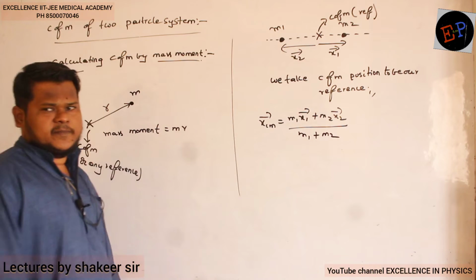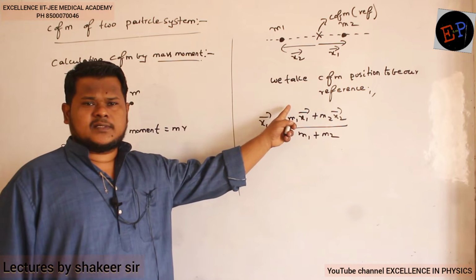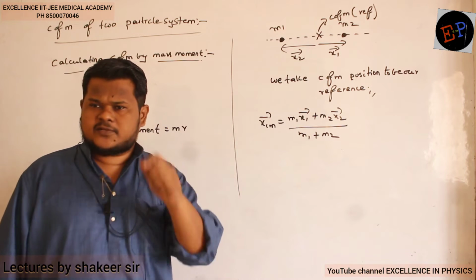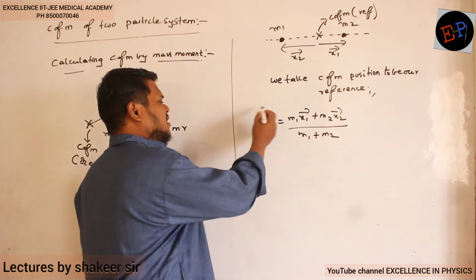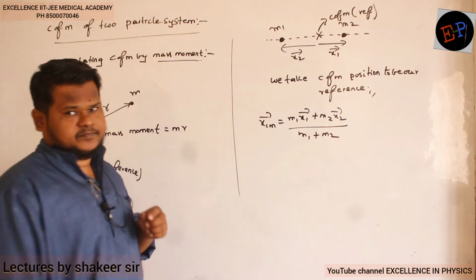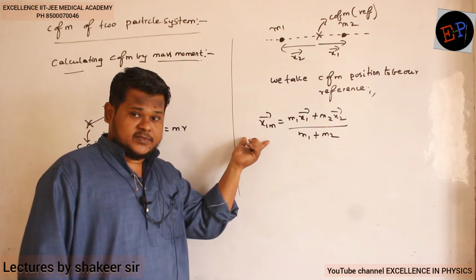Are you able to understand now? What is the difference between the previous conditions and these conditions? Center of mass position itself I am taking to be my reference. Understood, no? Okay. Now see, can you say x center of mass dash is how much from the reference?